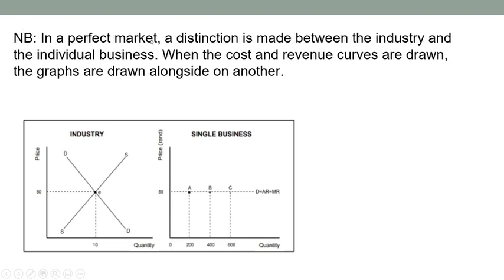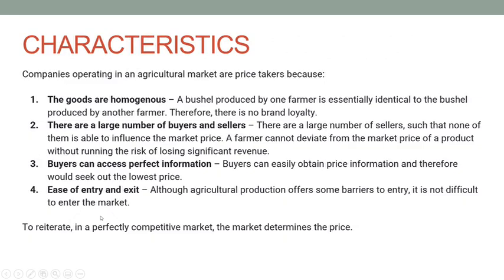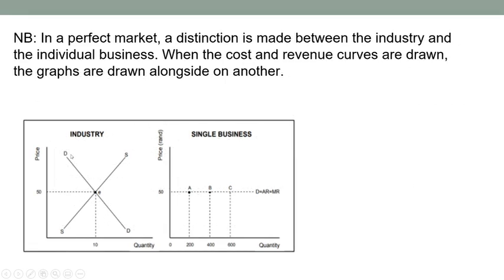In a perfect market, a distinction is made between the industry and the individual business. When cost and revenue curves are drawn, the graphs are drawn alongside one another. So here we've shown you what the industry graph looks like, and that is what the graph of the single business looks like. Okay, so this is a business within the perfect market.